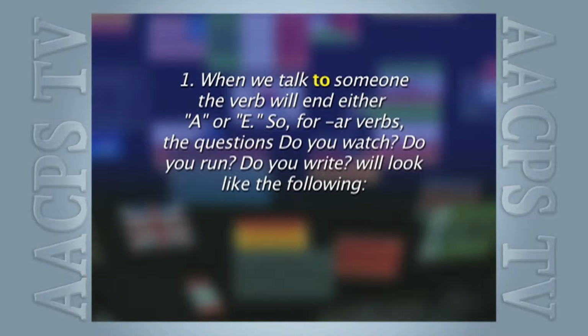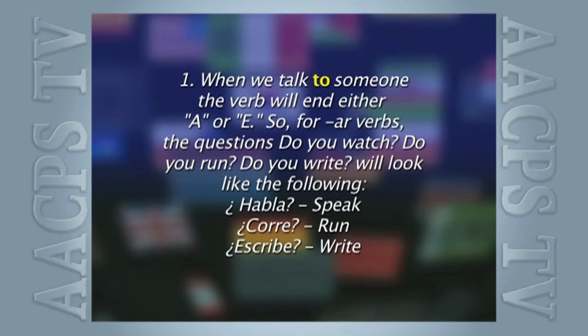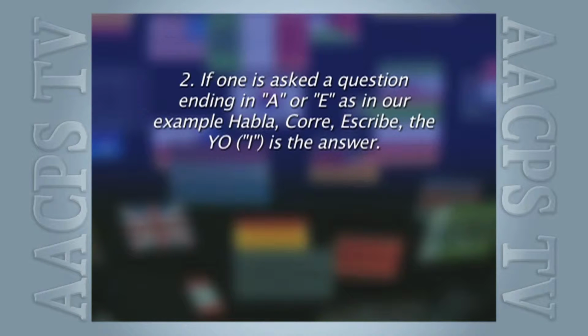In order to complete this activity, you need to understand the following information. Number 1, when we talk to somebody, the verb will end in either a or e. So for AR verbs, the questions do you watch, do you run, do you write will look like the following: habla, corre, escribe. Number 2, if one is asked a question ending in a or e, as in our example, habla, corre, escribe, then yo is the answer with o as the ending. Watch as Jose and I model some of the language for you.